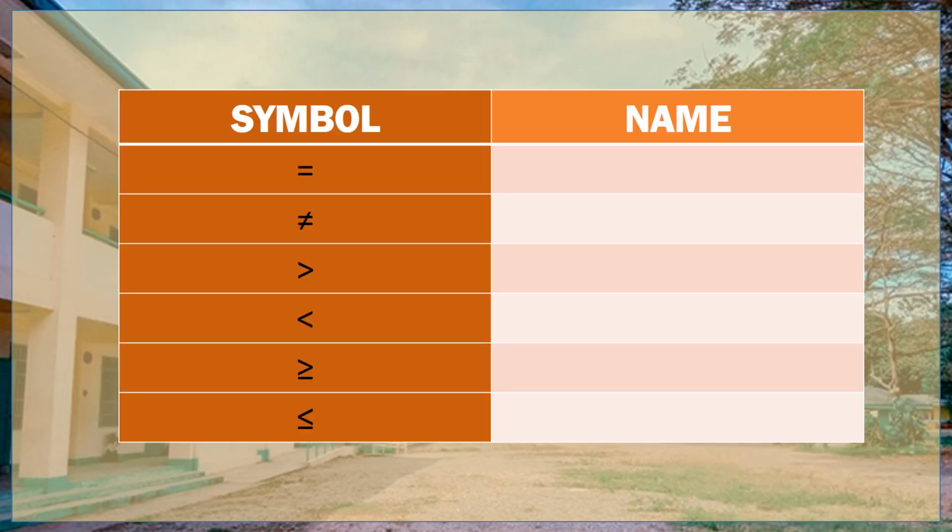Before we proceed, let's familiarize ourselves again with these symbols. We have a symbol, and let's give the name of this symbol. The first symbol is the symbol for equals. So, this is an equal sign.